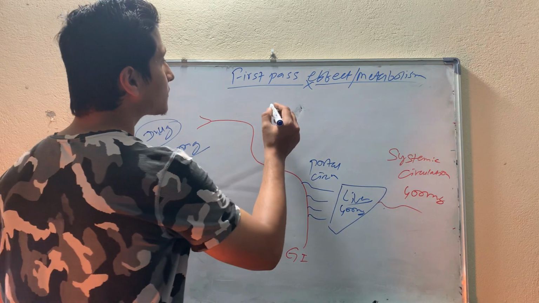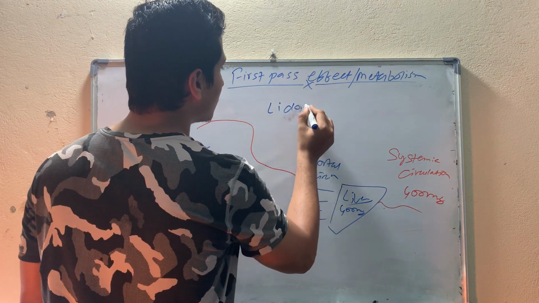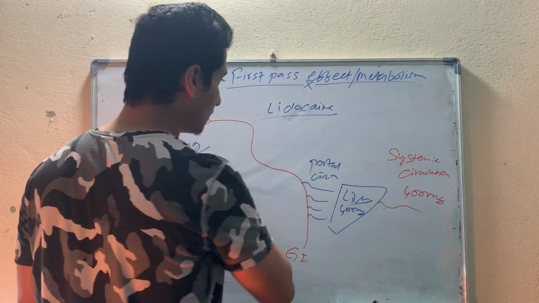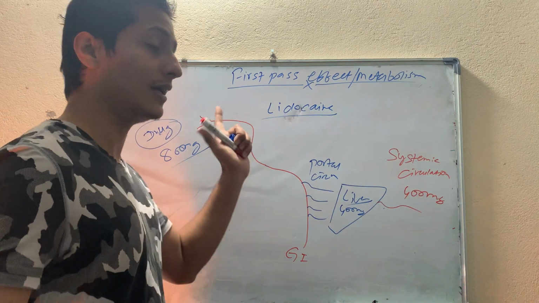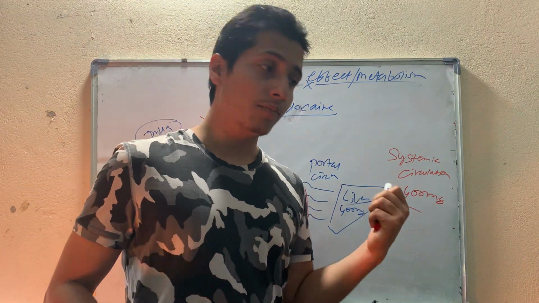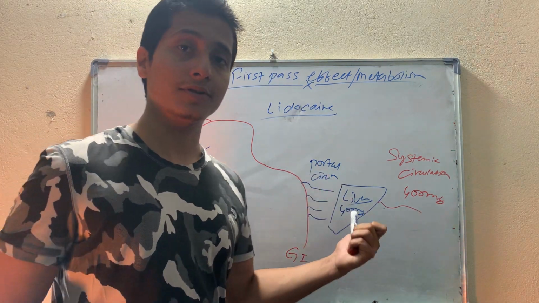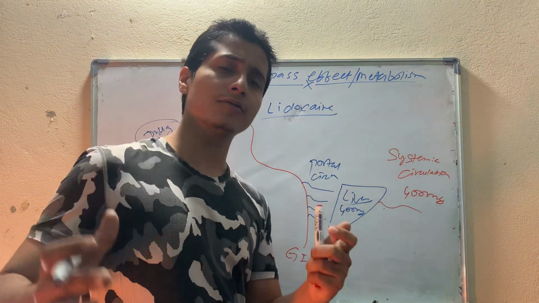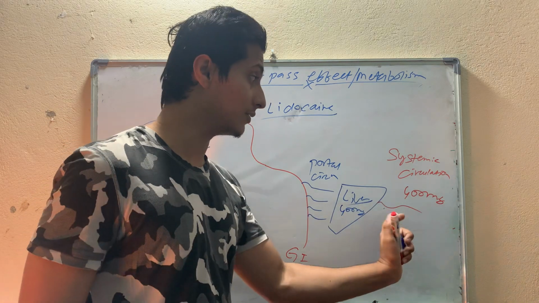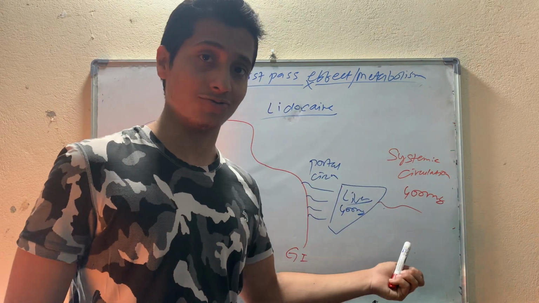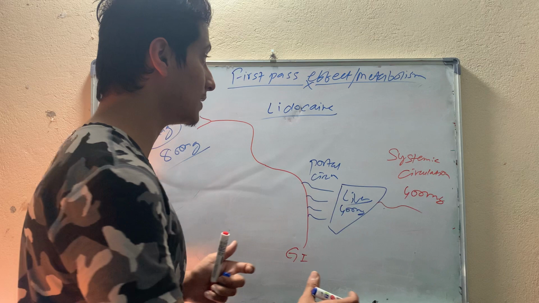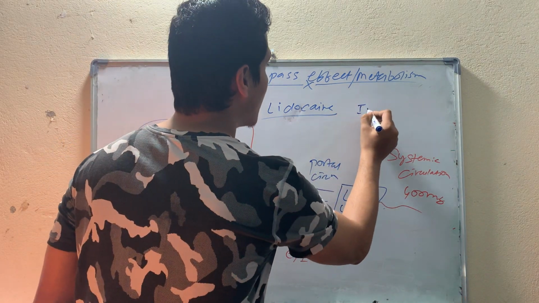For example, you never take the drug lidocaine orally. You know why? Because lidocaine is very rapidly metabolized in the liver. So if you take the drug orally, almost all the drug gets metabolized in the liver, and you'll get a very little and negligible amount of drug in the systemic circulation. So to prevent that, we give this drug IV.